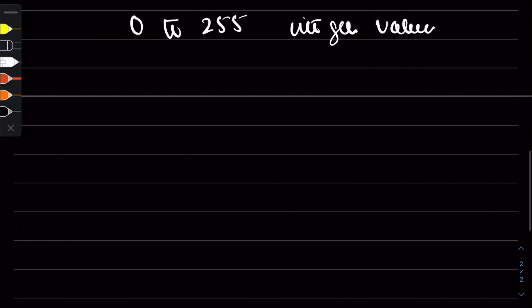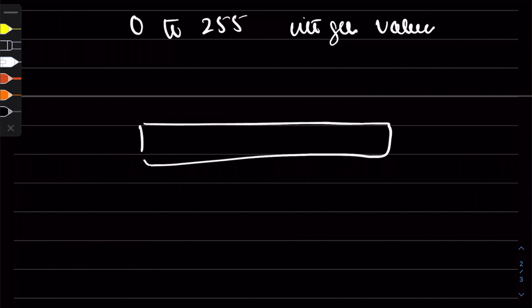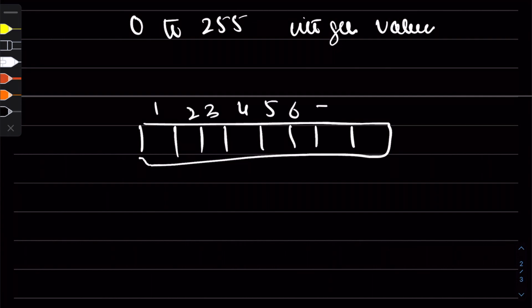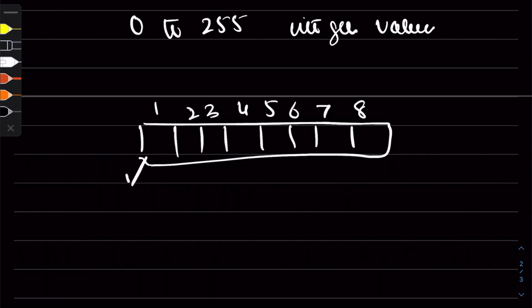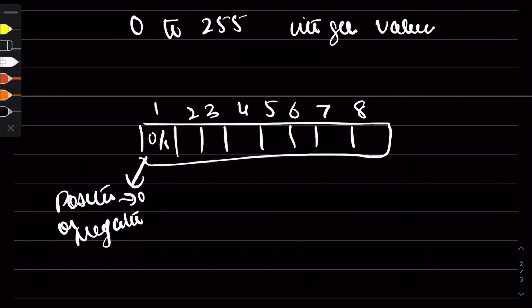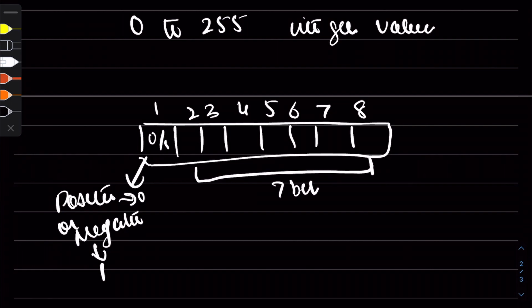Now think about a signed int. In a signed int, we have 8 bits. 1, 2, 3, 4, 5, 6, 7, 8. The first bit is used for denoting if a number is positive or negative. Positive will be denoted by 0, while negative is denoted by 1. And the rest of the 7 bits can be used to store the value.